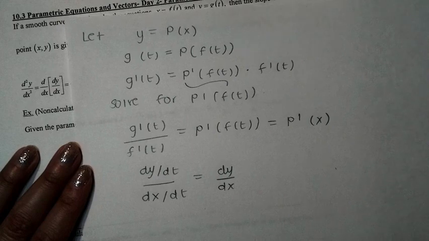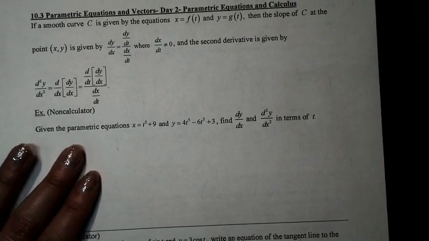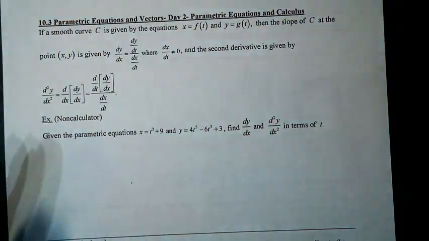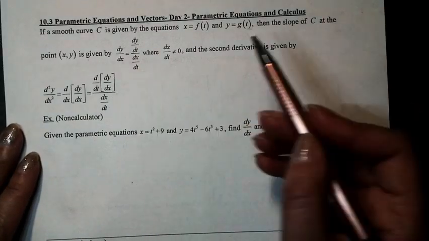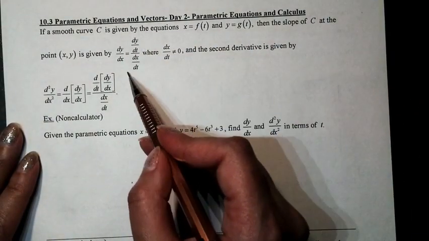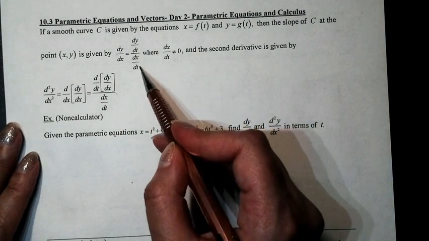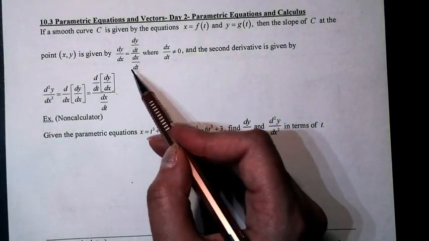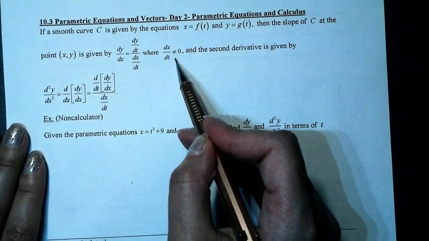If it doesn't make sense, you can just memorize it, though I highly recommend you understand where it comes from. But if not, you can always remember this. Please remember something: dx/dt, which is going to be an expression or maybe a number, needs to be different than 0.